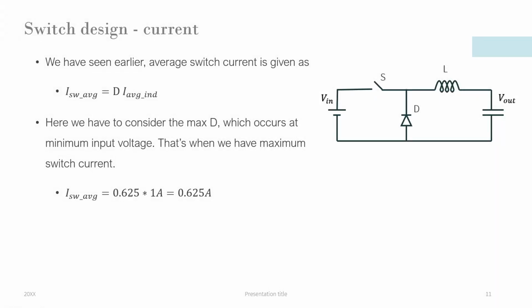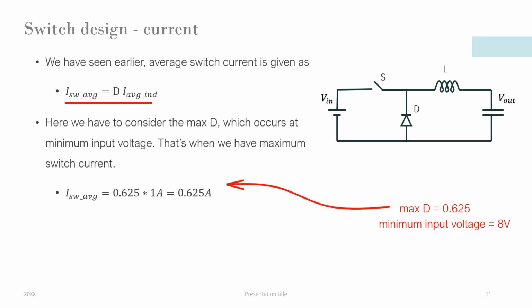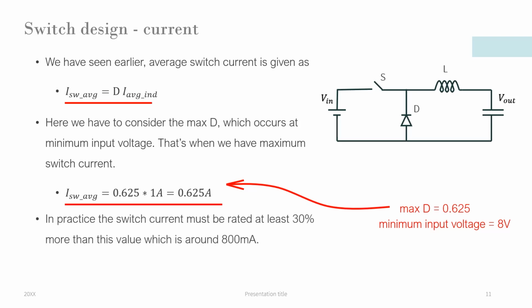Let us now look at the switch current. Switch average current is given as D into inductor average current. Let us consider maximum duty cycle which occurs at minimum input voltage. This is when we have maximum switch current. Let us substitute these values in the switch average current equation. We get 0.625 amps. In practice, switch current must be rated at least 30% more than this value, which is around 800 milliamps.